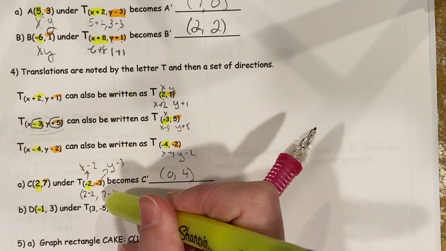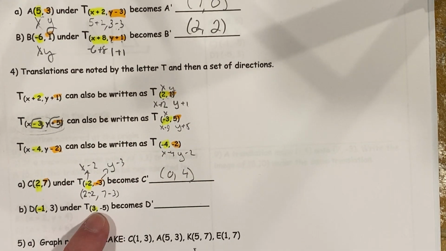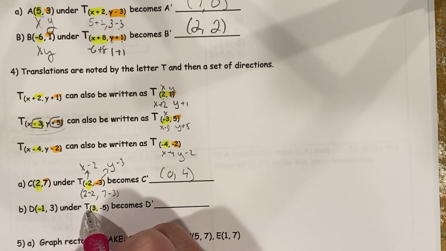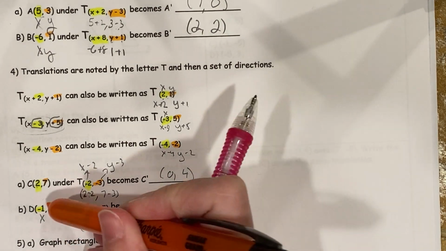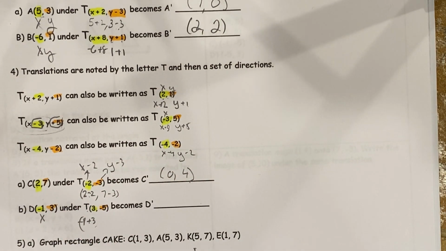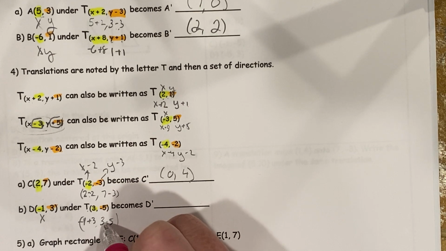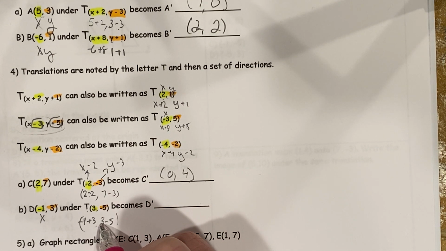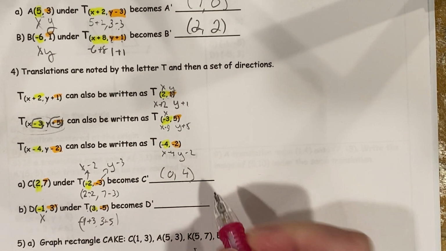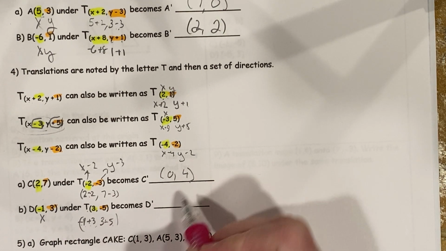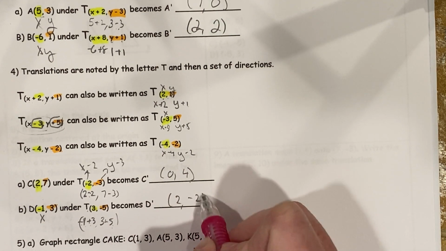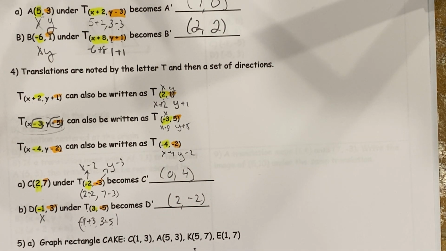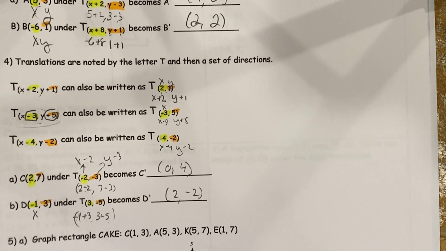Here is your x, and here's how they want you to translate. So this is not the coordinate, this is the translation. So this is x, so you're really doing -1 plus 3, and then this is your y, which is 3 minus 5, okay? So -1 plus 3 is 2, and then 3 minus 5 is -2. Hopefully that wasn't too bad.